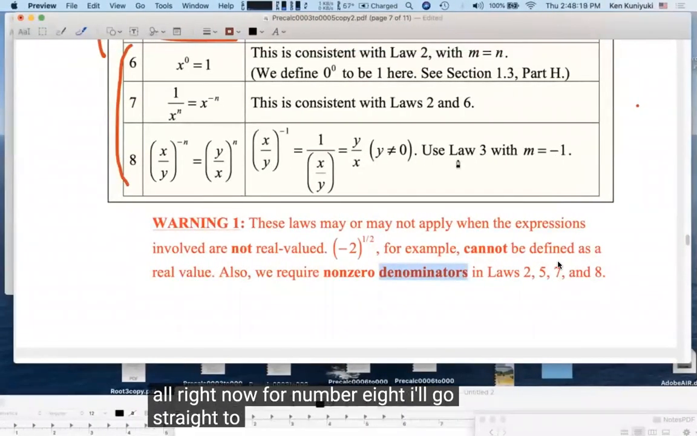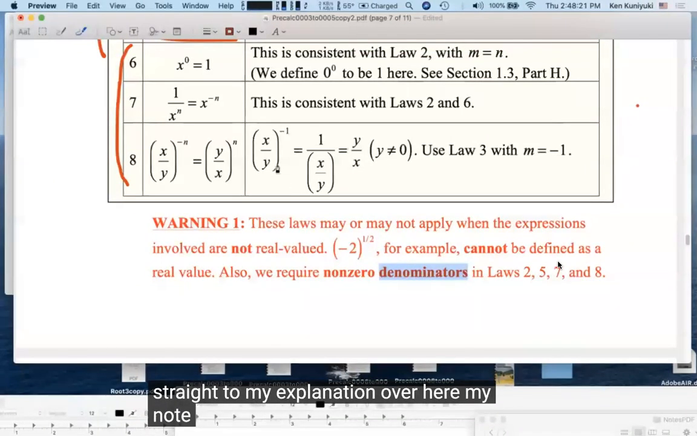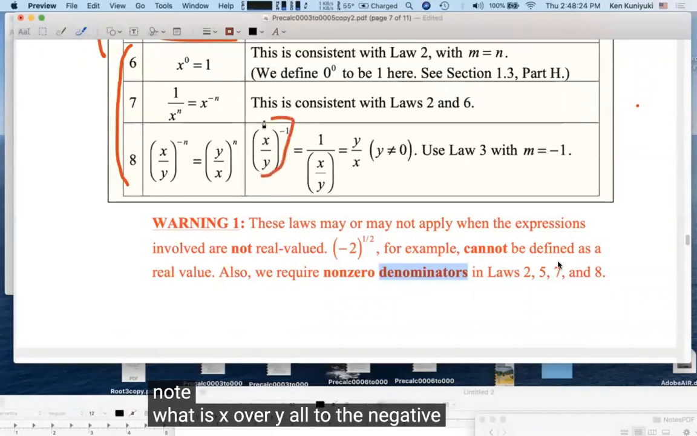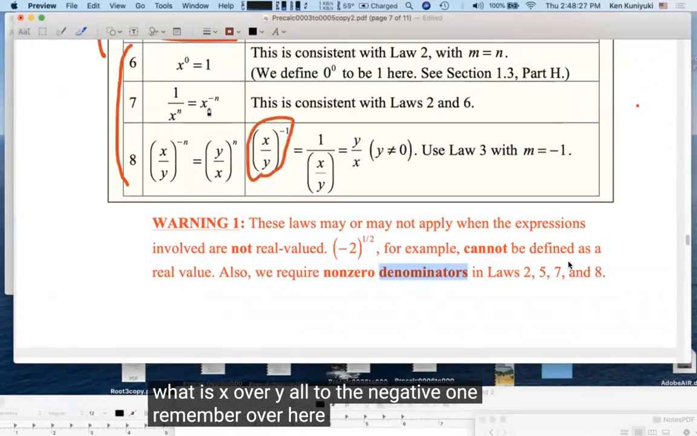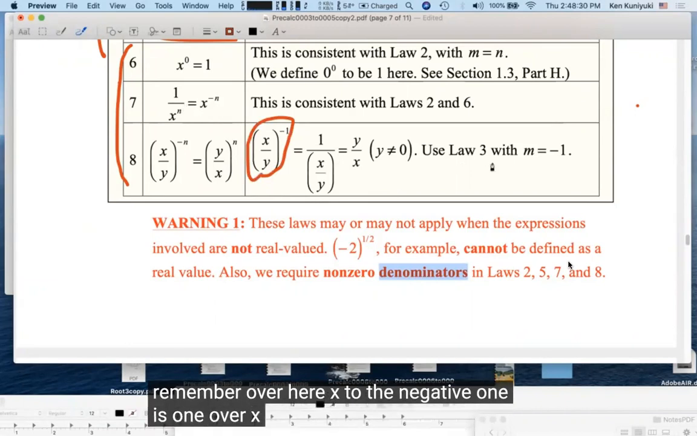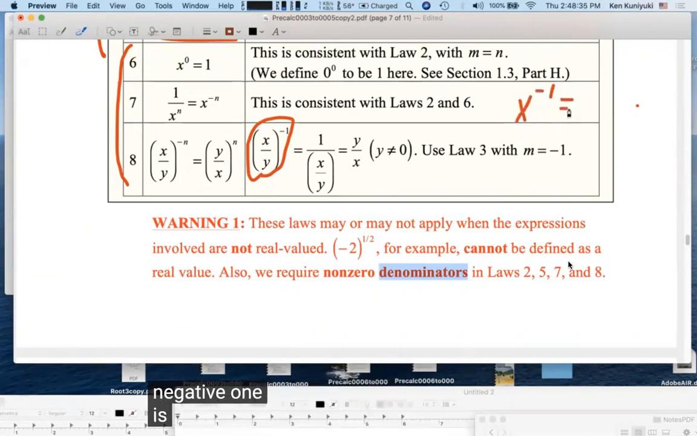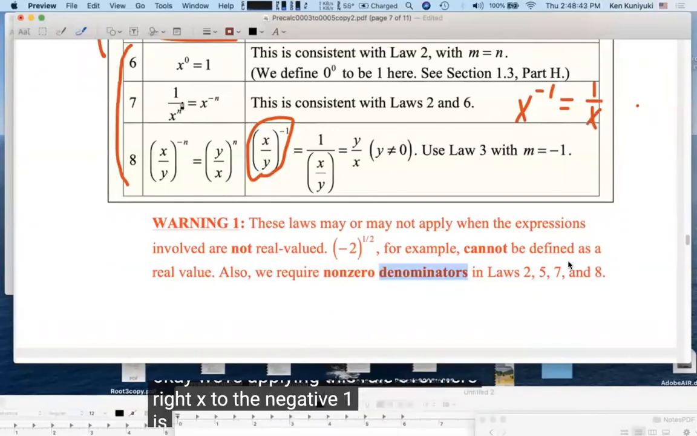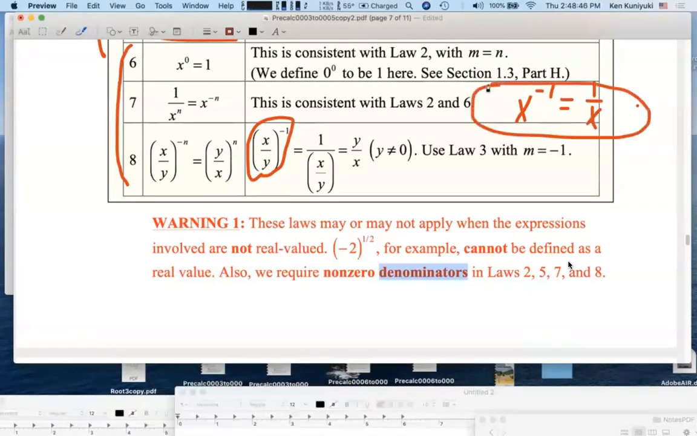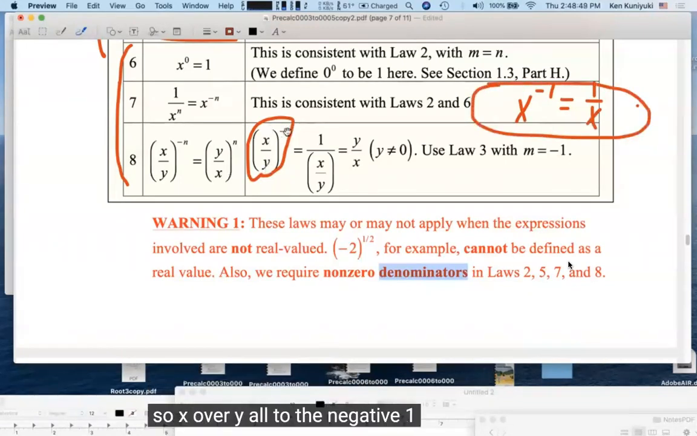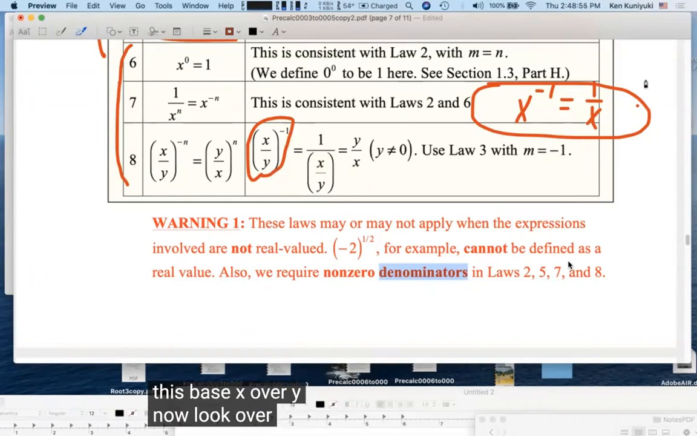Now, for number 8, I'll go straight to my explanation over here, my note. What is x over y all to the negative 1? Remember, over here, x to the negative 1 is 1 over x, right? If you forgot that, x to the negative 1 is 1 over x. We're applying this rule over here. So x over y all to the negative 1 is 1 over this base, x over y.